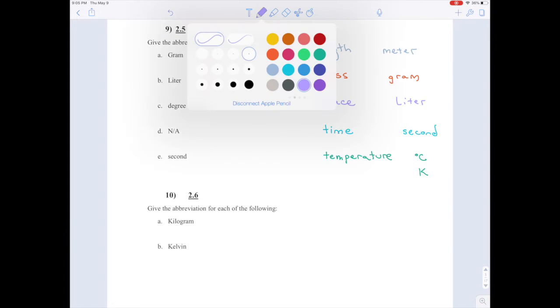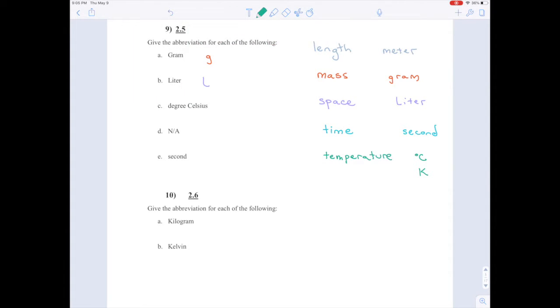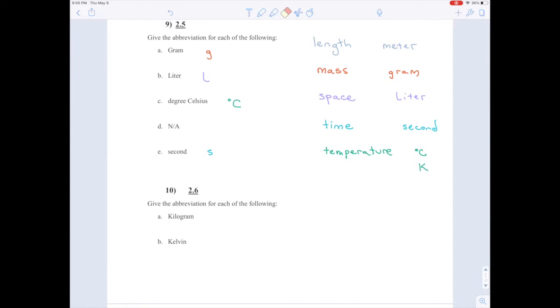Degrees Celsius. That was a temperature unit, the temperature unit that is modeled on the behavior of water. That is the little degree sign and then a capital C for Celsius. NA just means not applicable, so you don't have to pay attention to that. Second is a unit for temperature, or I'm sorry, for time. Second is a unit for time. And the abbreviation for that is just a lowercase s. So you can see that a lot of these abbreviations are pretty straightforward.